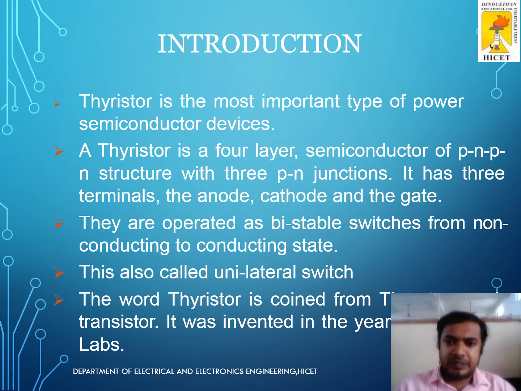It is a four-layer semiconductor device having a PNPN structure with three PN junctions, and it has three terminals, namely anode, cathode and gate. It can be operated as a bistable switch. We can bring the SCR from non-conducting state to conducting state and vice versa, and it is also called a unilateral switch.